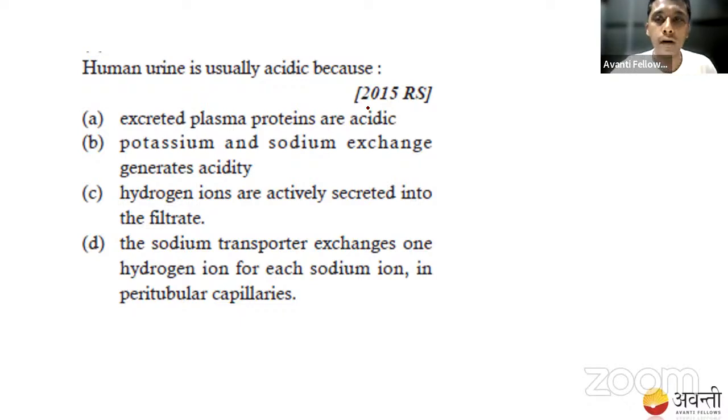Okay, your time is up. Let me end the poll now. So let's see if your answers are right. Excreted plasma proteins are acidic, and potassium and sodium exchange generates acidity. Both these options are not the right reason why urine is usually acidic. Whereas the third option, that hydrogen ions are actively secreted into the filtrate, is why the urine usually becomes acidic. Okay, our option C is correct, whereas option 4 is also wrong.